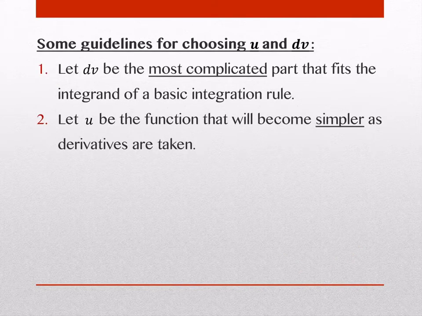So some guidelines for choosing what u and dv are. dv should be the most complicated part that fits the integrand of a basic integration rule. That is, it's the most complicated thing that you know how to take the antiderivative of in the problem. And then u is the part that will become simpler if you take a derivative. Okay, so for example, can you think of functions that become simpler when you take derivatives of them? There's a whole class of functions that when you take the derivatives, they become simpler to work with.